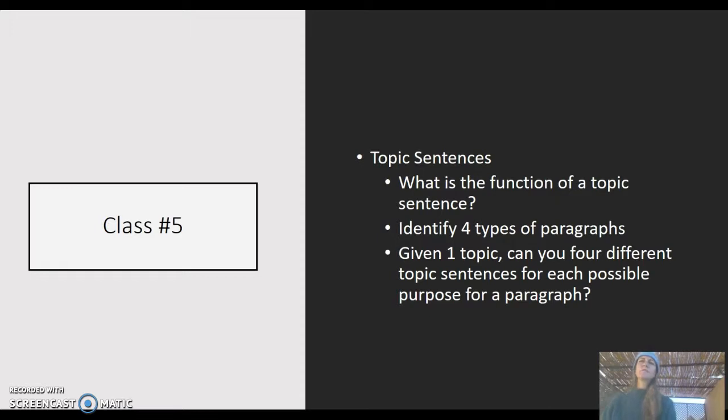Number 5, we moved on to the topic sentence. This is extremely important. So make sure that you can write a strong topic sentence that indicates the purpose of your paragraph. So knowing the 4 types of paragraphs, review those in PowerPoint number 5 if you don't remember them. Take one topic and see if you could write a topic sentence for all 4 types of paragraphs. That's my challenge to you.